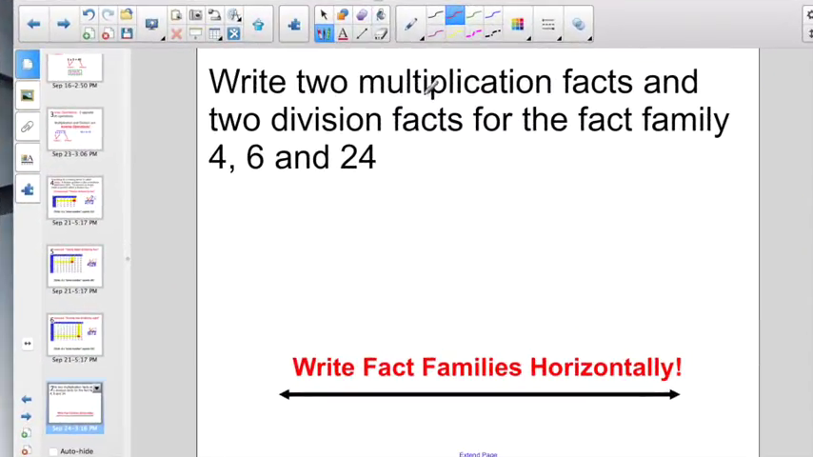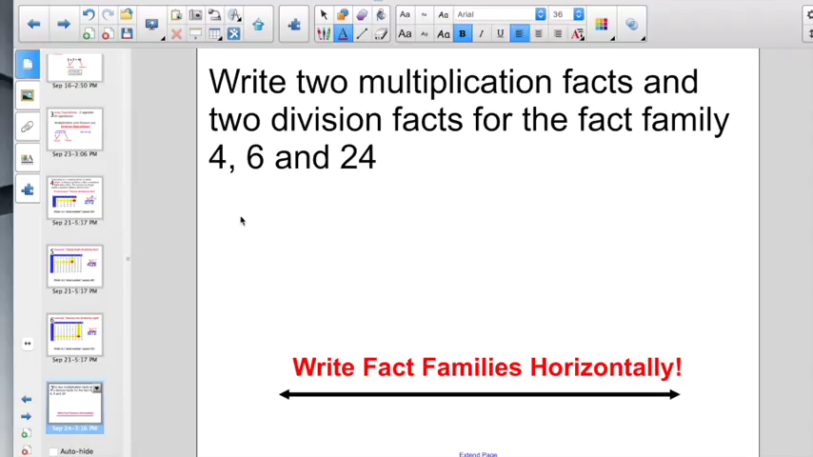So they're going to go and ask us to write 2 multiplication facts and 2 division facts for the fact family 4, 6, and 24. One thing I need to get clarified today. When we write fact families, I want them set up horizontally. I will not accept them being set up vertically anymore. When we're writing out the fact families, they must be set up horizontally.